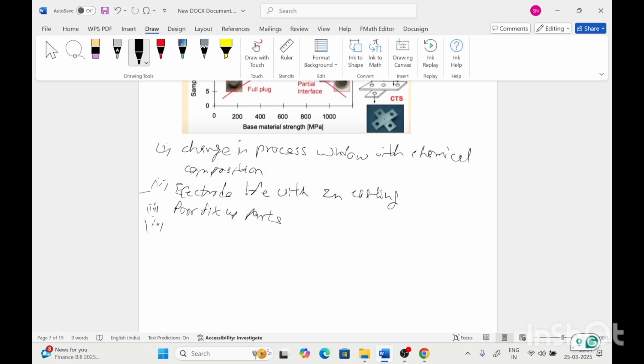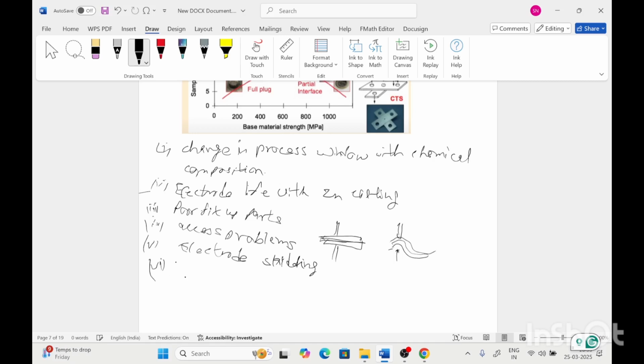The fourth point is access problems. Access problems mean the electrodes can only reach in a straight position. This condition is ideal. If these have a curved surface, then reaching the bottom with the electrode will be difficult. The fifth point is electrode skidding. If electrodes placed on the base material sheets skid, then this also leads to a change in weld nugget dimension and the position of that weld joint.